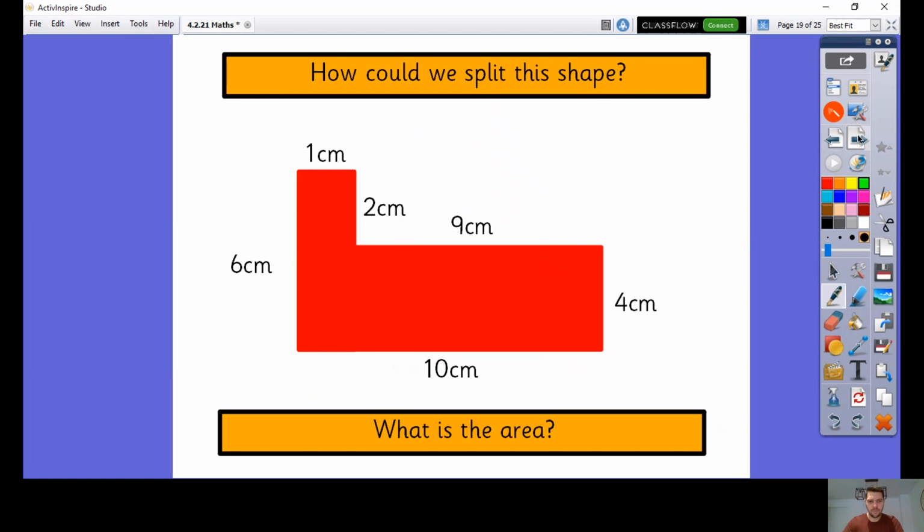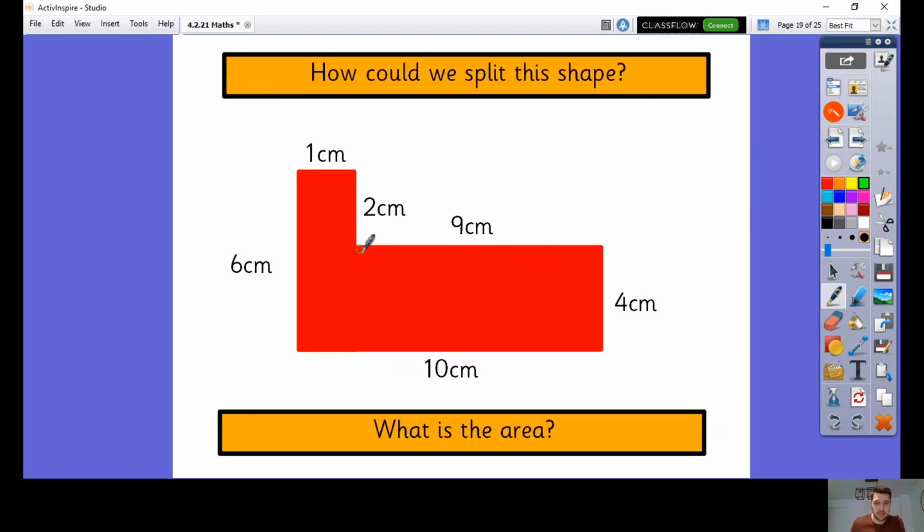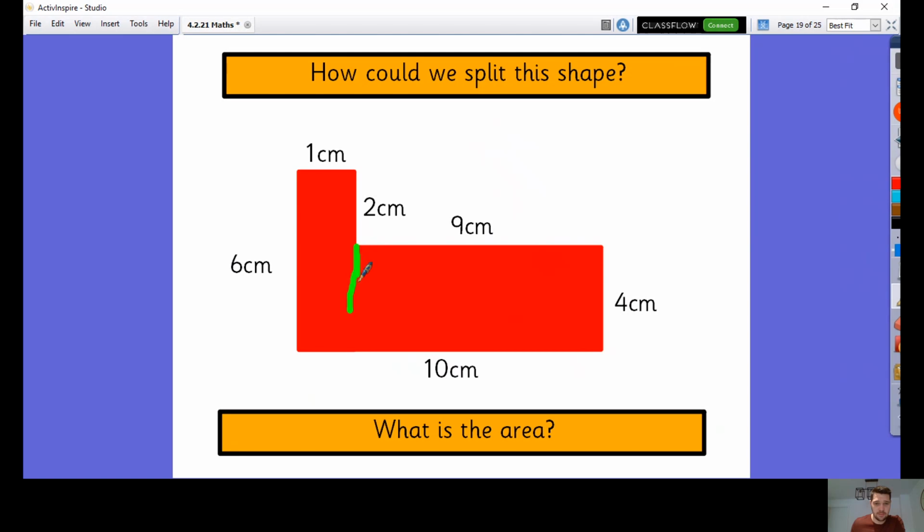Okay, let's try one more. How could I split my shape? I've got all of the measurements here. How could I split this shape? Okay, hopefully you paused the video there and you split it just like this. You could have, of course, split it going down, but we chose to split it going across.